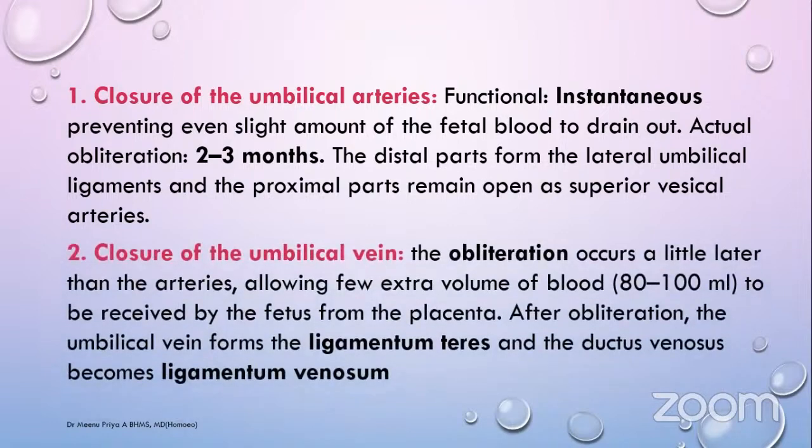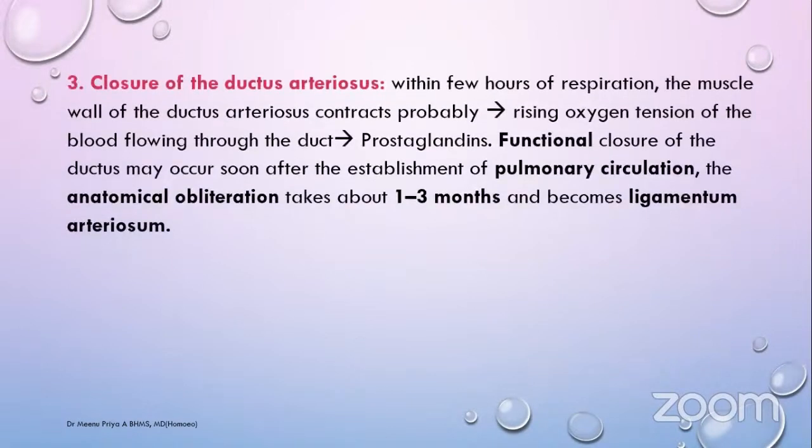Closure of umbilical vein: the obliteration occurs a little later than the arteries, allowing a few extra volume of blood to be received by the fetus from the placenta. After obliteration, the umbilical vein forms the ligamentum teres. So always remember ligamentum teres is from the umbilical vein. And what does the ductus venosus become? It becomes the ligamentum venosum.